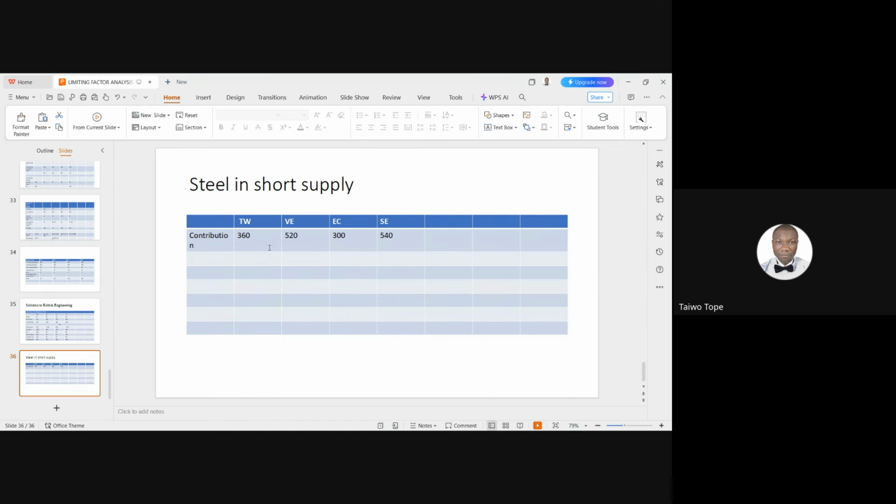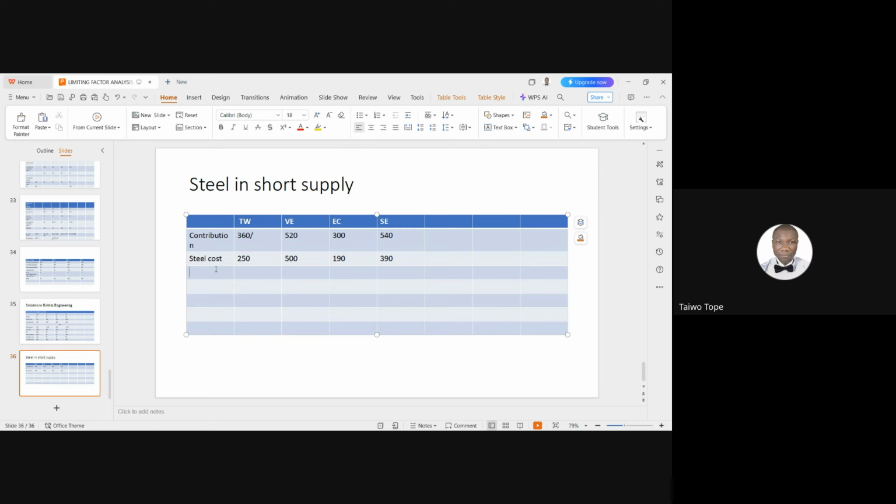Then to get the contribution per limiting factor. Now, the limiting factor is the cost, isn't it? The steel cost per unit is what? For TW, 250. 250, 500, 390. 390.